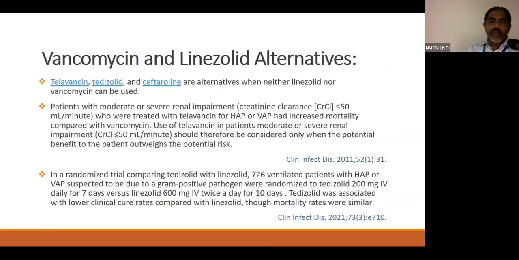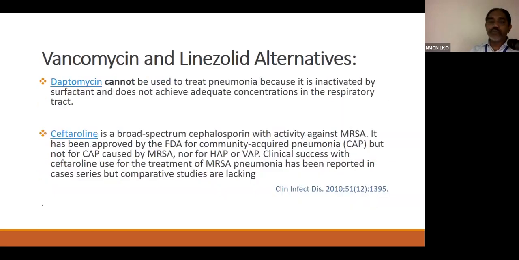There are newer alternatives for MRSA, which can be telavancin, tedizolid, or ceftaroline. All of them are in various stages of recommendation. Few of them are FDA approved, but none of them have been proven to be superior to linezolid, vancomycin, or teicoplanin for lung infections. Important point to note is daptomycin. Daptomycin cannot be used to treat pneumonia because it is inactivated in the lung by surfactant. So daptomycin, contrary to the belief that it is a very good drug for MRSA, should never be used in lung infections.